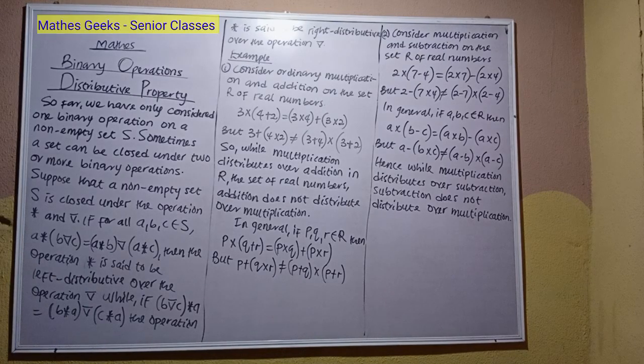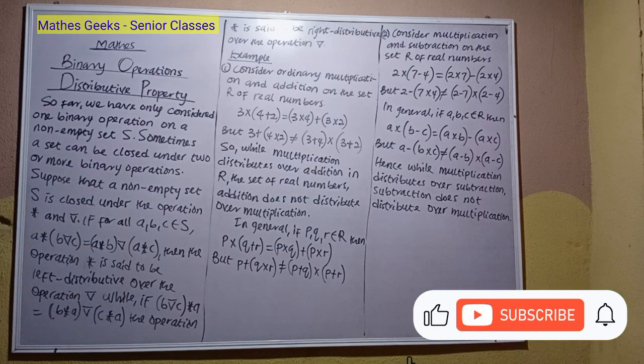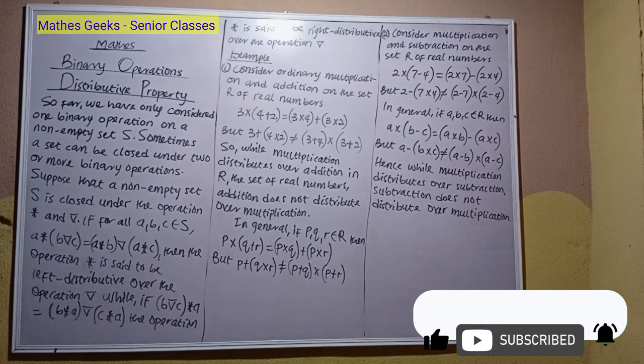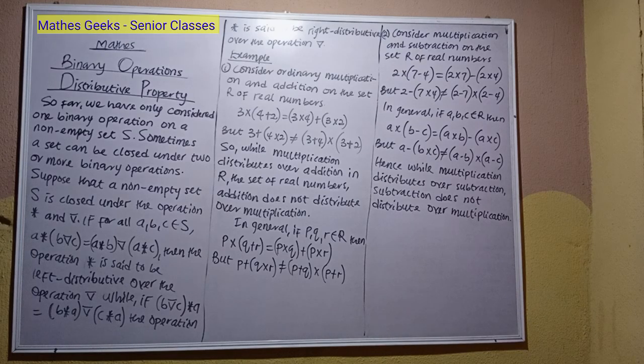Binary operations, distributive property. So far, we have only considered one binary operation on a non-empty set S. Sometimes a set can be closed under two or more binary operations.